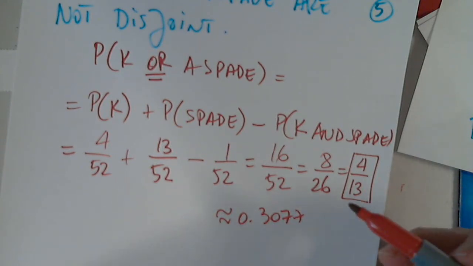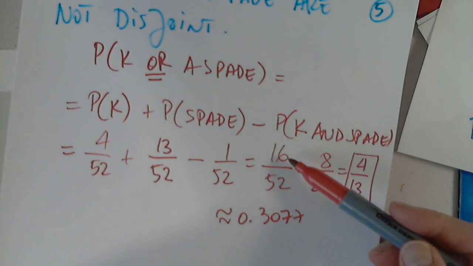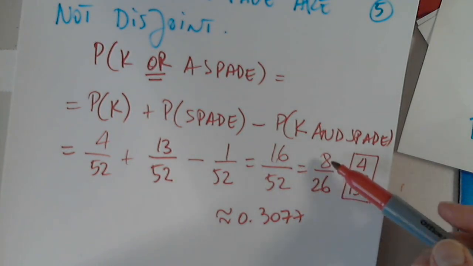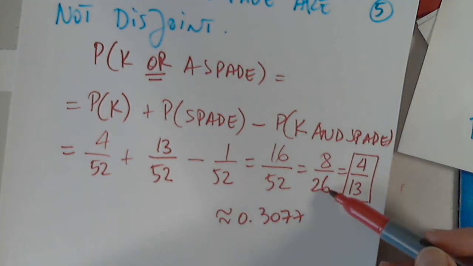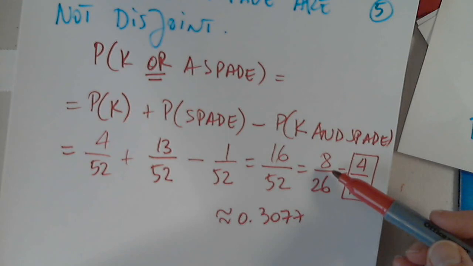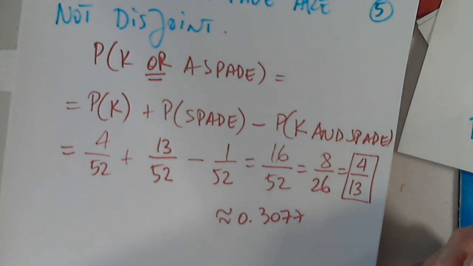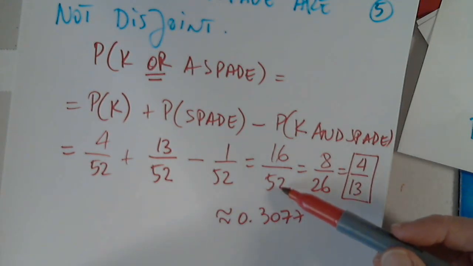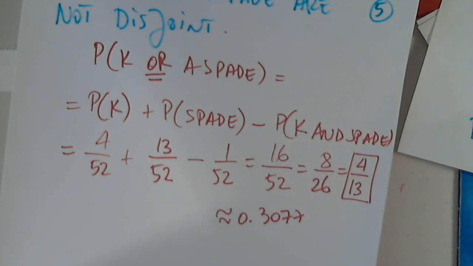Underneath the 8, does that say 26? Or is that supposed to say 52? Okay, so 16 divided by 2 is 8. 52 divided by 2 is 26. Okay, got it. I was confused. I was like, I cannot simplify the numerator without simplifying the denominator. So if I divide the numerator by 2, I must divide the denominator by 2. Got it.